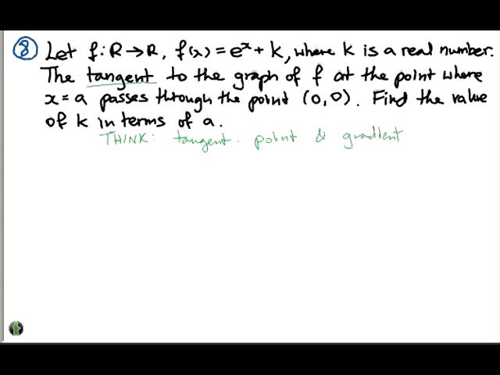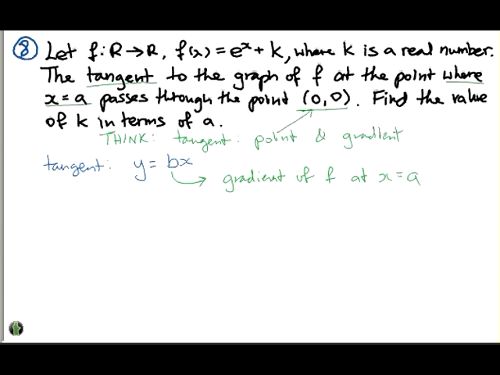(0, 0). The tangent goes through the origin, which means that the equation of the tangent is just going to be y equals some constant times x. And that's it. Right? So, write that down for confidence. Tangent is y equals, now it seems like a is already used, so don't use a, don't use k, bx. Okay? b is some kind of gradient. But look at where the tangent goes through, right? It's a tangent of f at the point where x equals a. So basically, you know that b is going to be the gradient of f at x equals a. Right? Pretty straightforward.